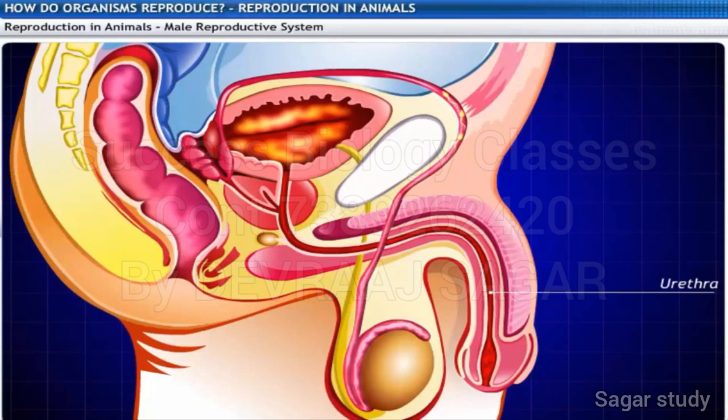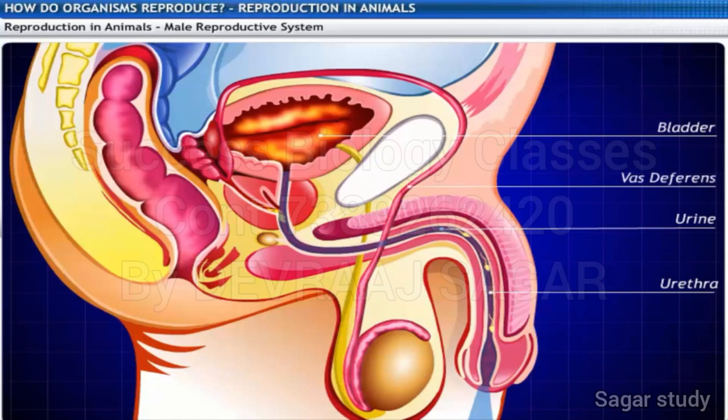The urethra forms a common passage for both the sperm and urine, as it is just one tube that connects the glands, the bladder and the vas deferens.